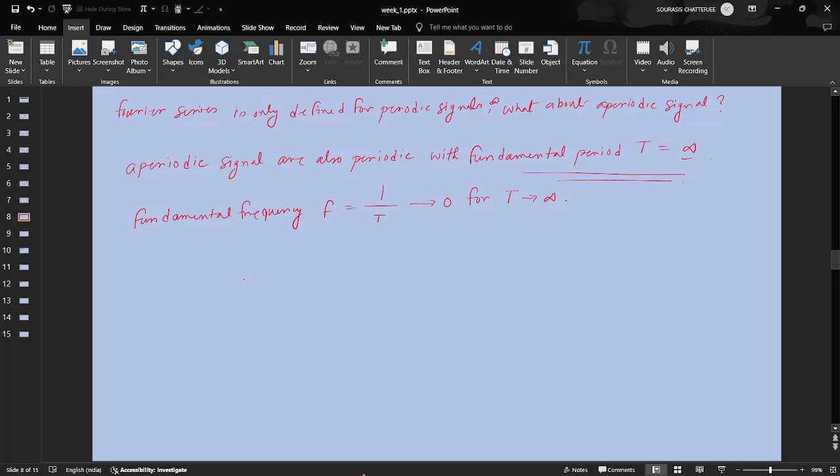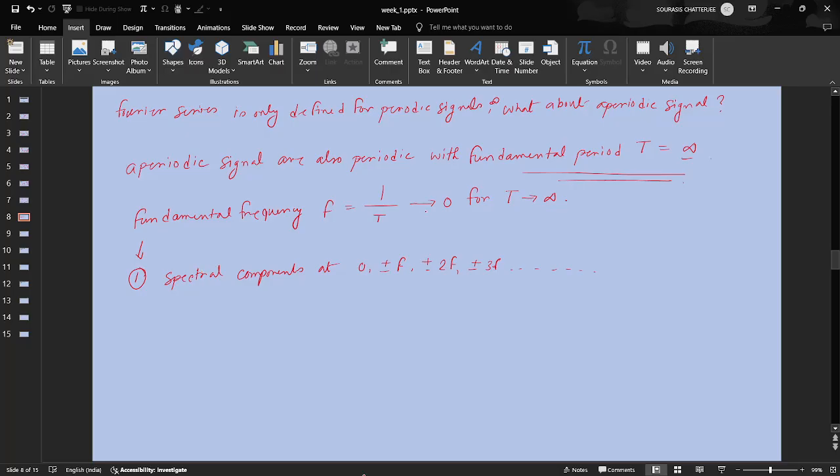Now compare with the periodic signal case. In that case you have the Fourier series, right? You have spectral coefficients at integer harmonics of the fundamental frequency. So let's try to bring the idea here also. The frequency domain representation will have spectral components at 0, plus minus f, plus minus 2f, plus minus 3f and onwards, right?